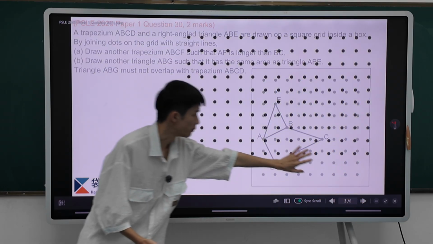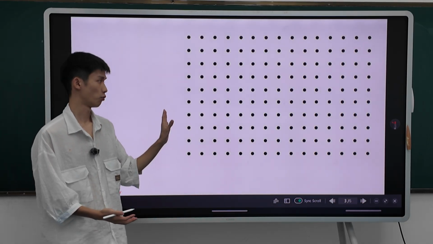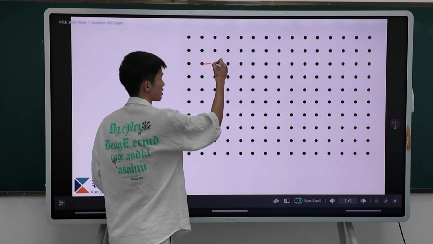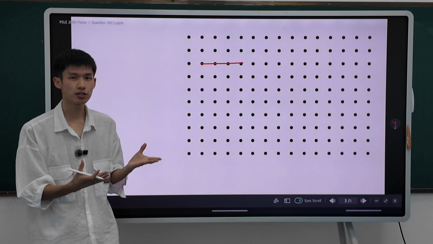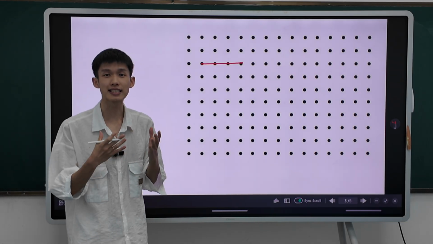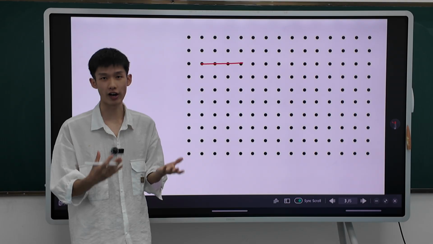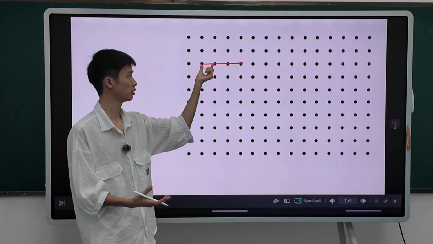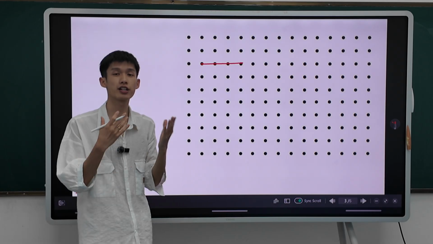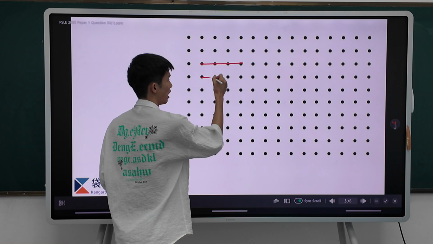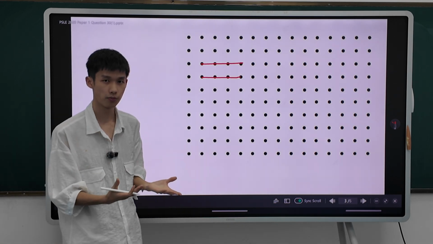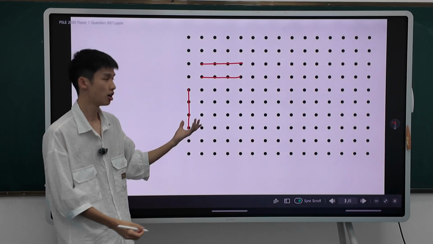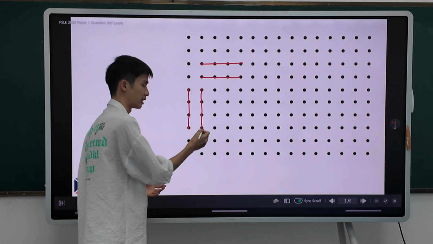First of all, let me show you one of the square grids. We have a lot of dots over here. For example, if we have a straight line, to draw parallel lines to it or even draw the same length is very easy. Over here, if this is 1 unit, we have a length of 3 units. So to draw the same length, we can just draw the same 3 units because it's horizontal. For vertical lines, over here also 3 units, so we can also draw vertically.